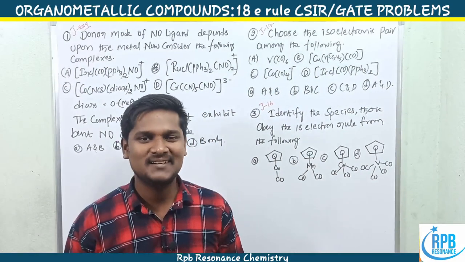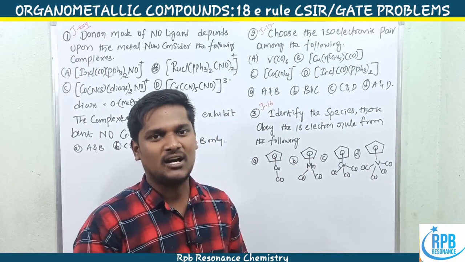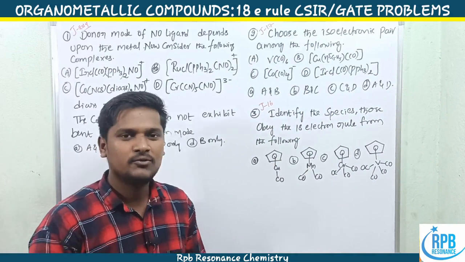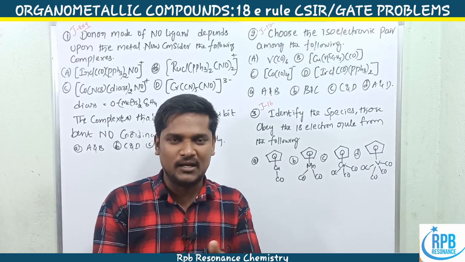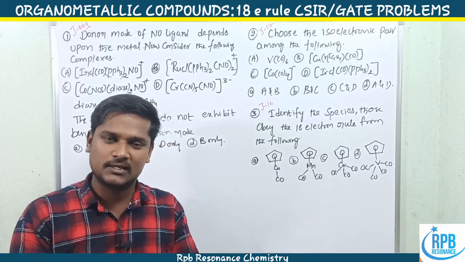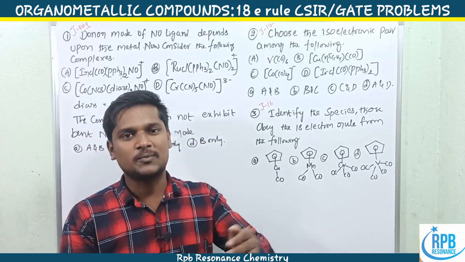Welcome to RPB Resonance Chemistry. Now let's continue our lecture series on organometallic compounds. Today I'm going to discuss a problem solving session on organometallic compounds, especially 18 electron rule problems.